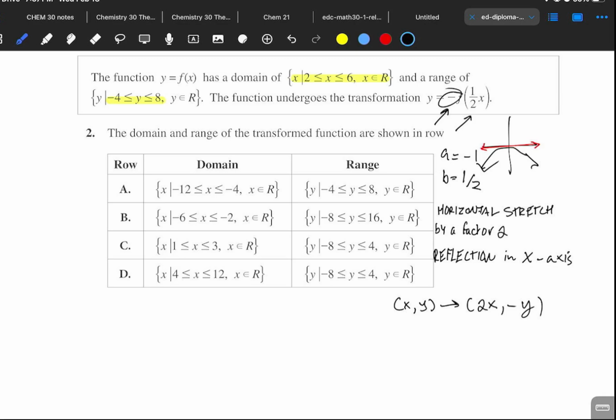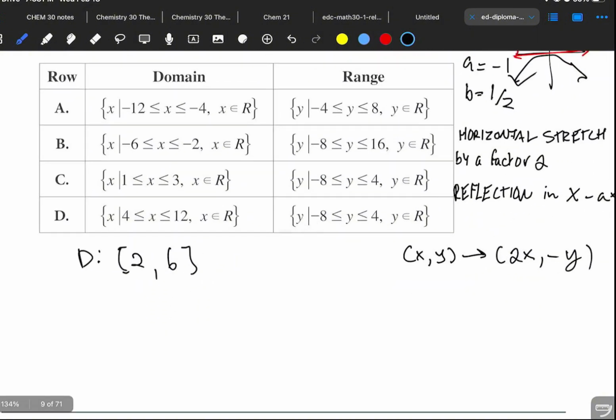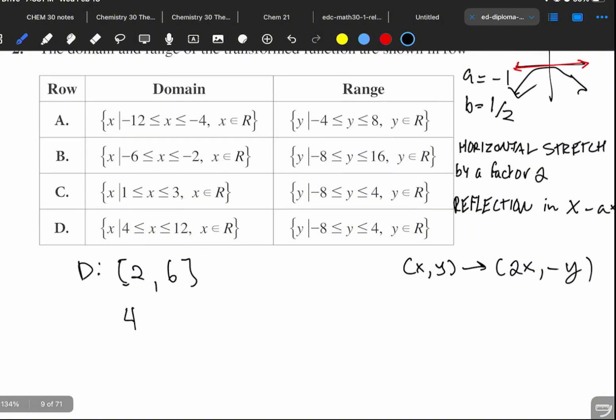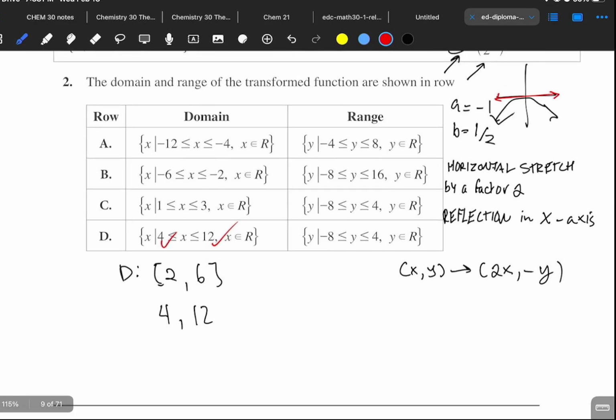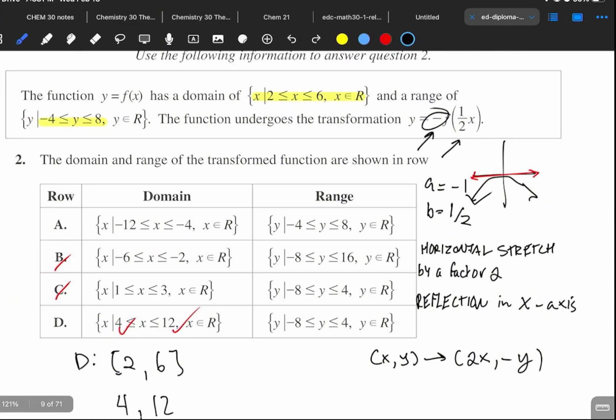So if you were to apply this to our domain, our domain values are between 2 and 6. If we were to multiply this by 2, 2 times 2 is 4, and then 6 times 2 is 12. So our domain should be from 4 to 12, which is good. So our D answer is looking like a possible good answer here already. But I want to test out the second part of this.